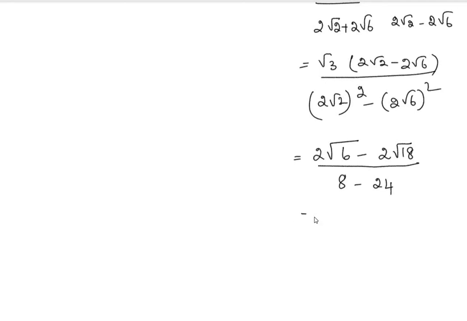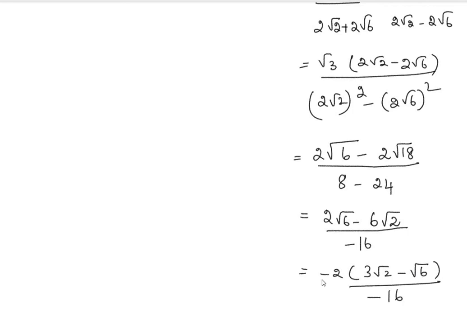So I'll be getting here 2 root 6 minus, I can write this as 9 into 2, 18. I can write 9 into 2. Square root of 9 is 3. So 3 2s are 6 and I'll be having root 2 by 8 minus 24 is minus 16. When I take 2 commonly outside, I'll be getting 3 root 2 minus root 6 by minus 16.